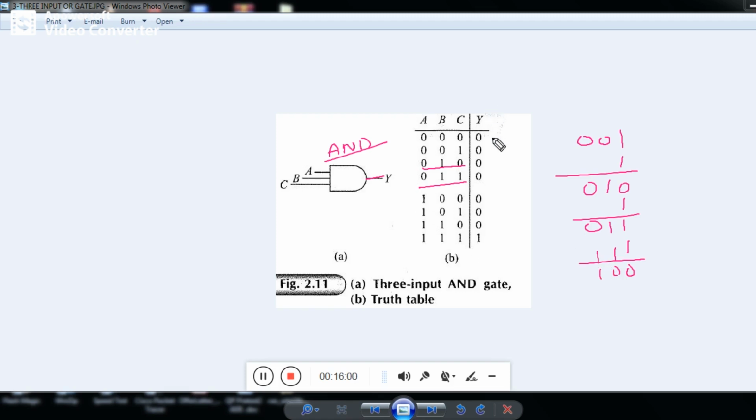Now what is the output? You remember I told when all the inputs are 1, output is 1 in AND gate. So last combination is 1. And rest of all the combinations are 0 here. So this is called truth table. This represents the function of this gate. It is in tabular format. Function of this gate. This is called as truth table. Clear?